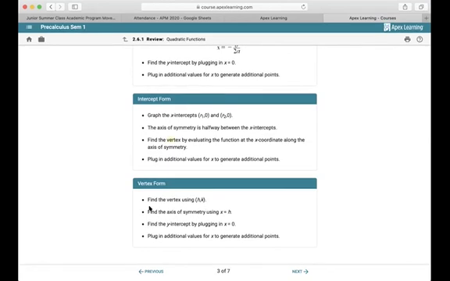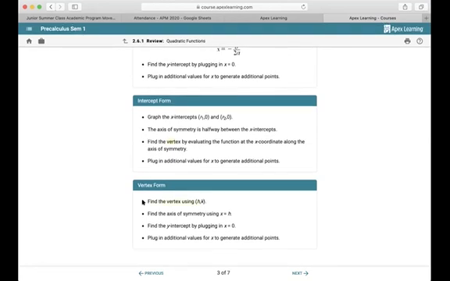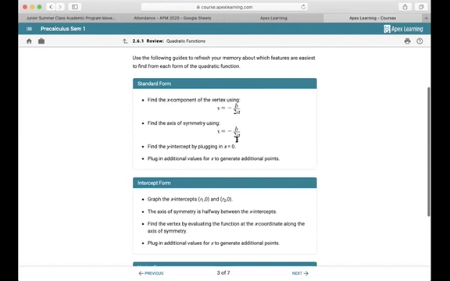And then for the vertex form, we get the vertex immediately. We know the axis of symmetry. We can find the y-intercept by plugging in x equals 0. We can find the x-intercepts by plugging in y equals 0. And then we, again, continue to just plug in points and solve.